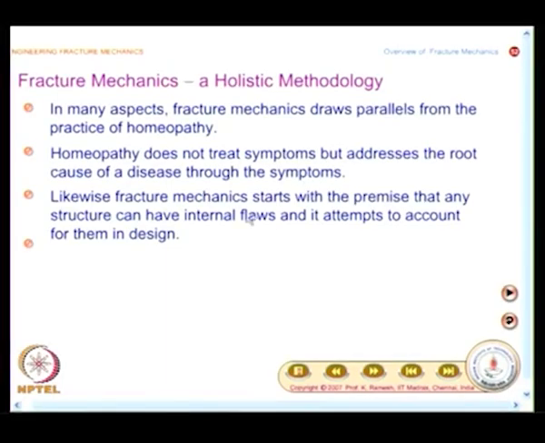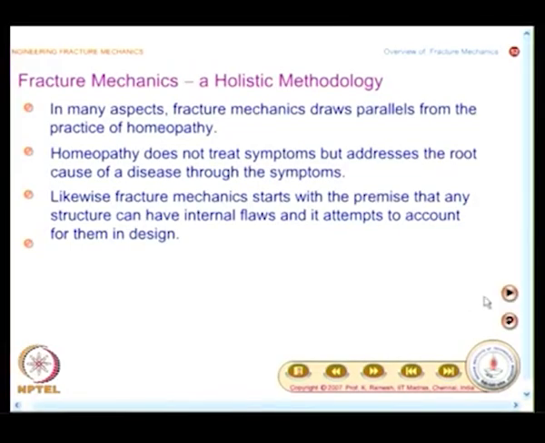So, in fracture mechanics we do that. It starts with the premise that any structure can have internal flaws and it attempts to account for them in design. If you do not account for this at the design phase, whatever cosmetic steps you take will not yield a permanent solution. You will have surprises. You may solve one problem, but that may lead to some other problem. So, you have to look at what is the root cause and try to address the root cause.